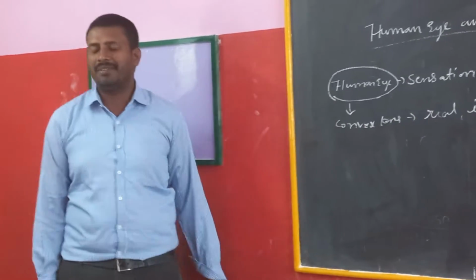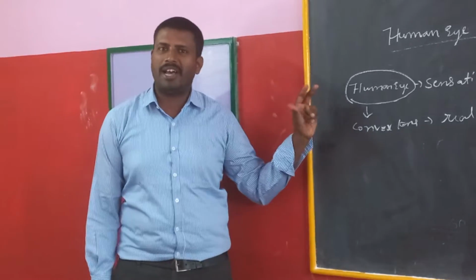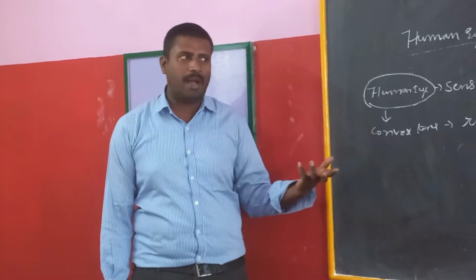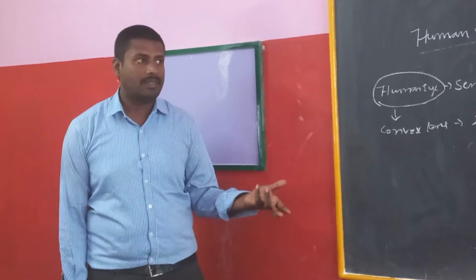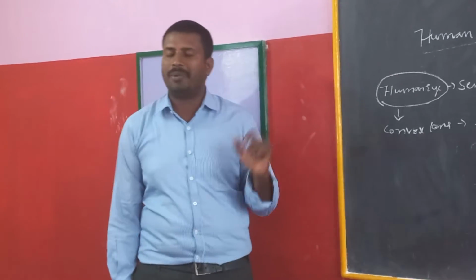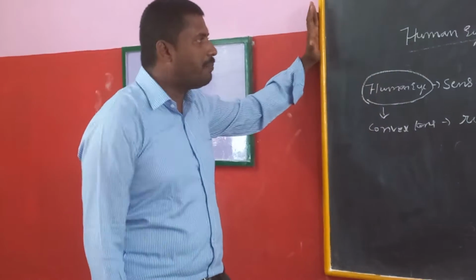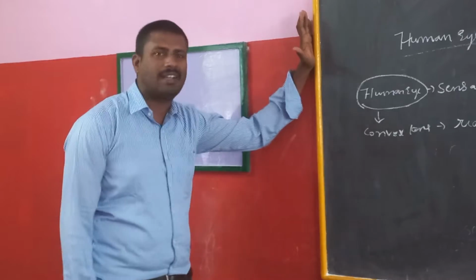I can tell you one thing: the lens in the human eye is a convex lens and the retina acts as a screen. When we see any object, our lens sees it, and as a result the image is formed on the screen, which is nothing but the retina. See, a simple experiment to explain the human eye and the colorful world.